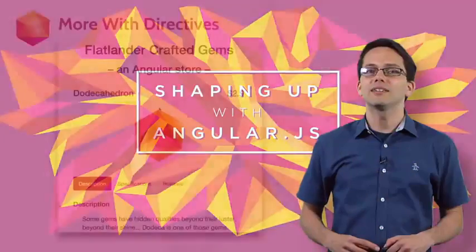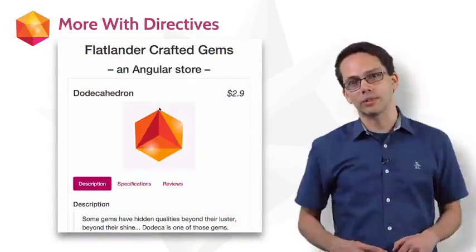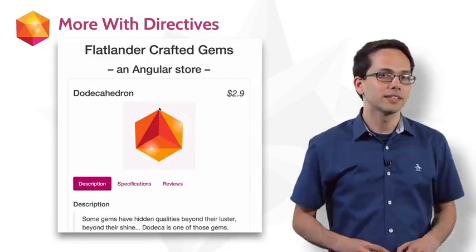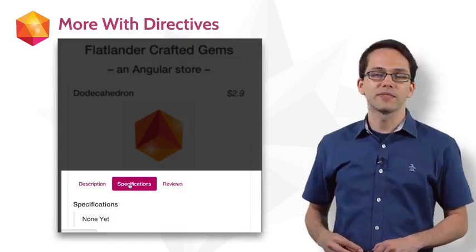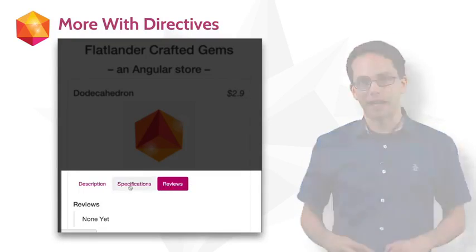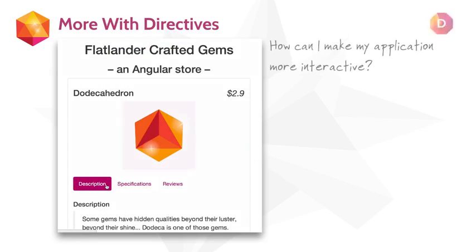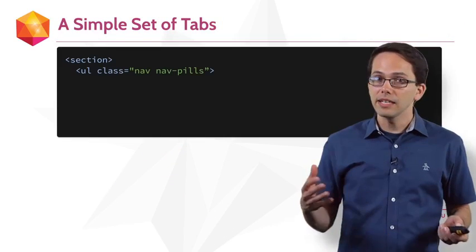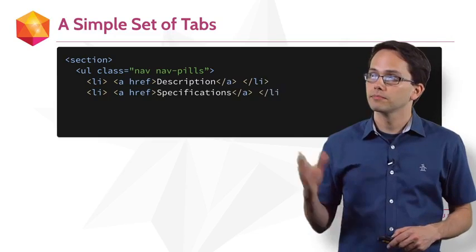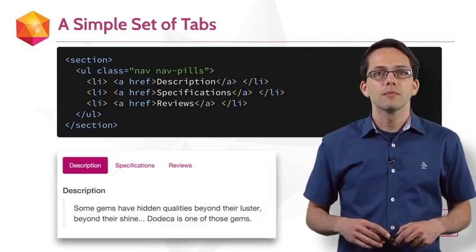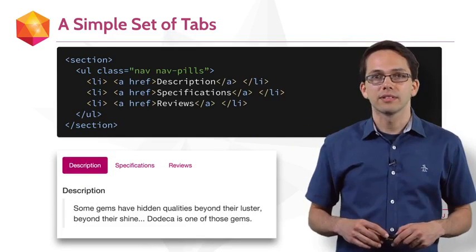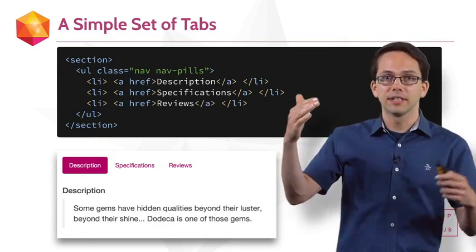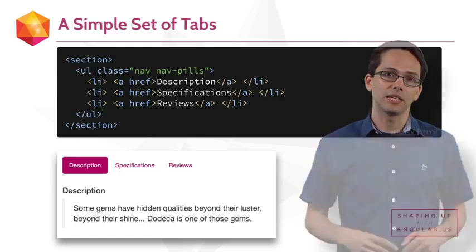Welcome back. Now let's add some more interactivity to our application by adding some tabs. As you can see, each of our products has a description, specification, and reviews tab. Twitter Bootstrap comes with some classes, which make it pretty easy to construct some tabs, like you see here. But how do we add behavior to these tabs so that when we select one, it becomes active and the content gets displayed in the page?